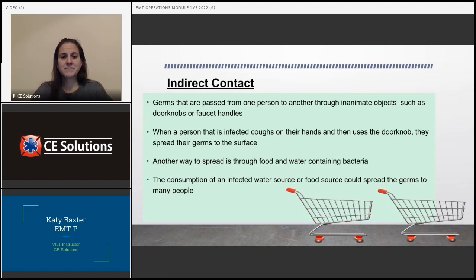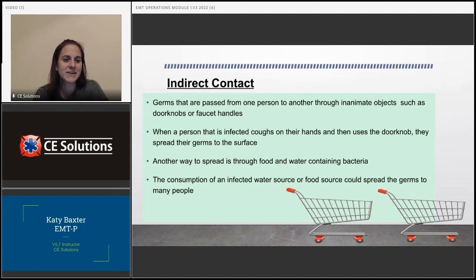Indirect contact. This is always fun because was it the doorknob at the hospital, or was it the shopping cart at the grocery store that got you sick? Or neither. Germs are passed from one person to another through inanimate objects such as doorknobs, faucet handles. When a person that's infected coughs on their hands and uses the doorknobs, and then you're right behind them touching it, just like we do after our own children in our own house.